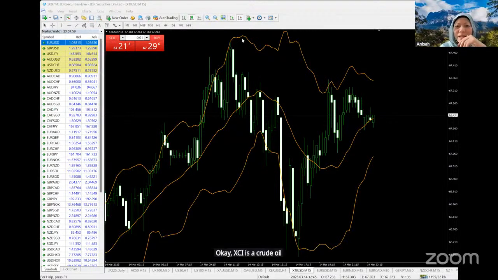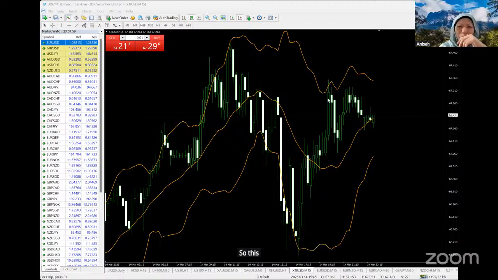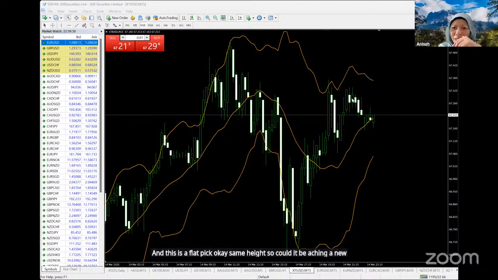Currently, it has rebounded from the previous downtrend here. If it is an uptrend, this peak would be beaten. Now it was unable to, so it could be reversing. If this is the previous peak, then this is a lower peak, so the structure has changed to a lower high. But it makes a new higher high. So this is a correction, and this is a flat peak, the same height. Could it be making a new base at the top here? We don't know.